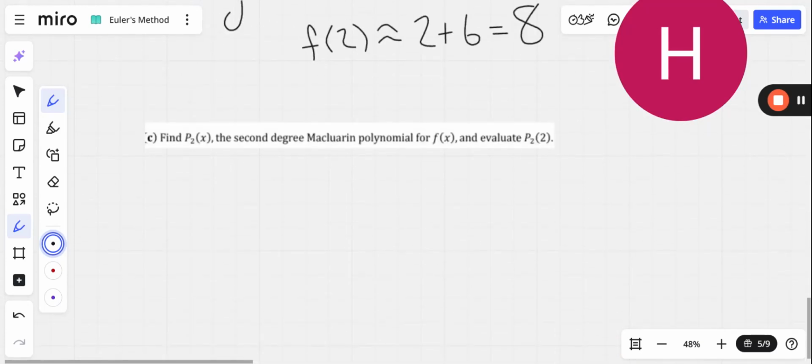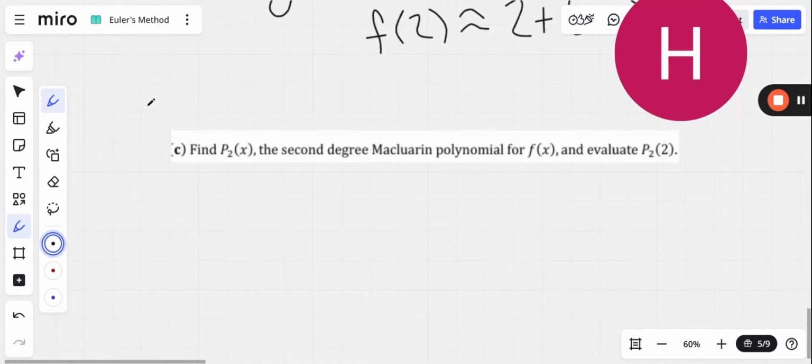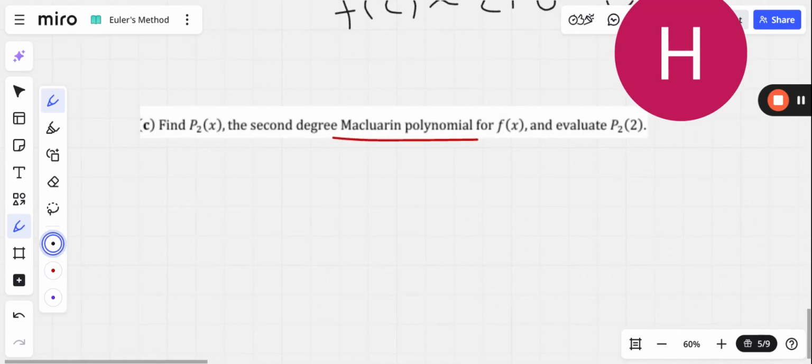So let's make a second-degree MacLaurin polynomial. I know that MacLaurin polynomials are not exactly related to Euler's method, but Taylor polynomials and MacLaurin polynomials, they are approximation methods. They're just a little bit more sophisticated when you turn it into a higher degree polynomial. So the MacLaurin polynomial you might be familiar with is centered at 0.